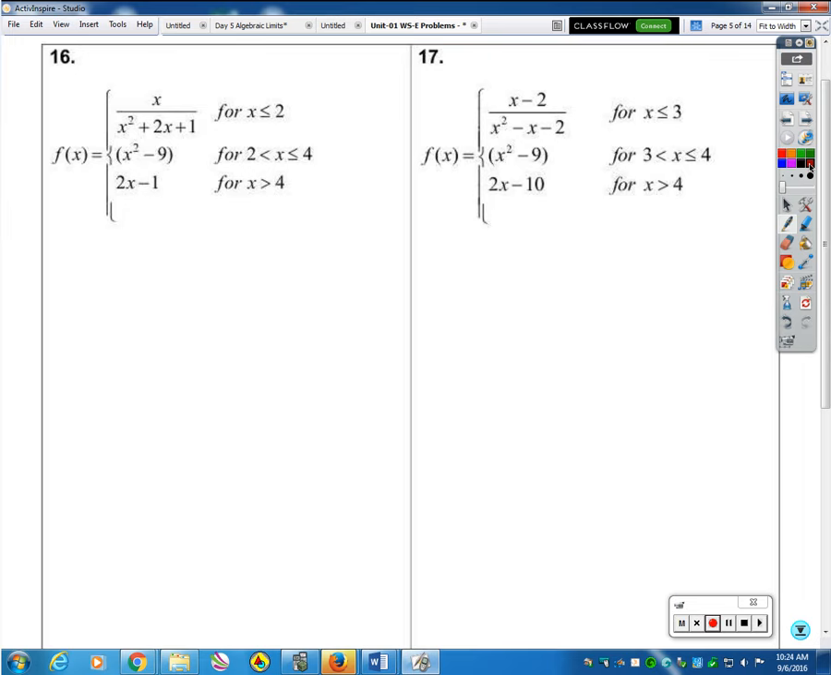So holes, let me recap from the notes. Holes and vertical asymptotes only occur in rational functions. What did you say about a jump point? Only in piecewise.